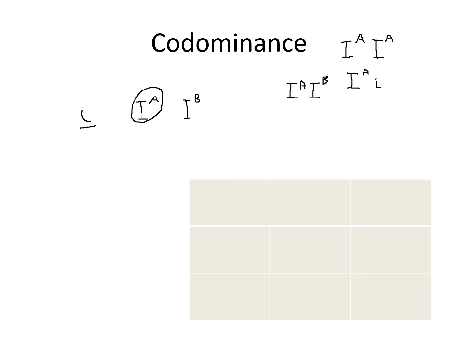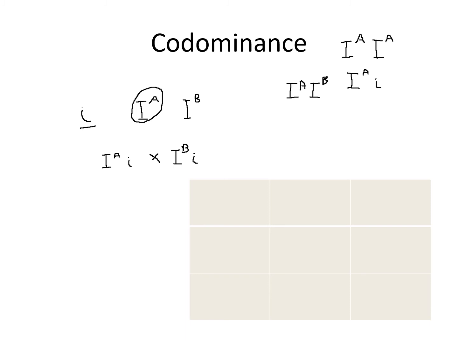Okay, so let's take a look at an example here. Let's say we have someone who is A-type blood, and they are of this genotype. And let's say they're going to have a child with someone who is B-type blood, and they are this genotype.